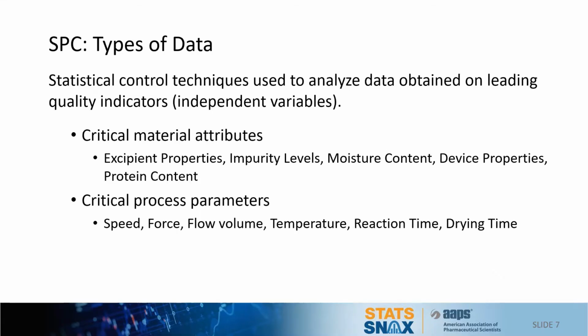The types of data that are used for SPC techniques are leading quality indicator, independent variables data, such as your critical material attributes and your critical process parameters. Examples of critical material attributes are excipient properties, impurity levels, moisture content, protein content, and device properties. The critical process parameters would be, as examples, speed, force, flow volume, temperature, reaction time, and drying time.